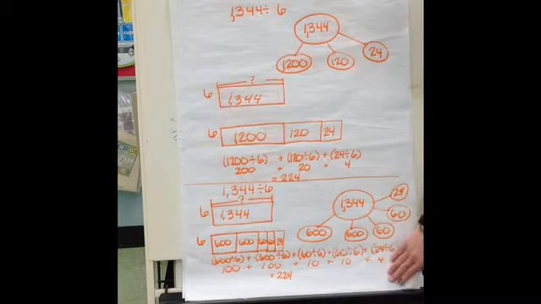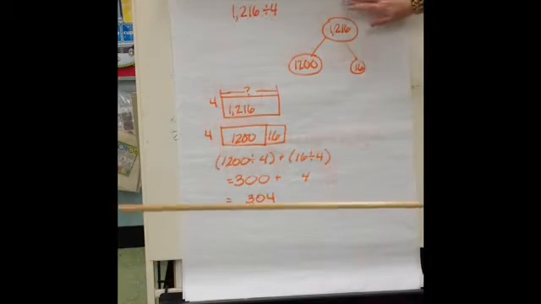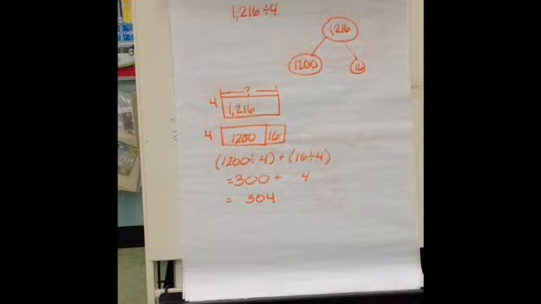Okay, let's look at one more. 1,216 divided by 4. Well, I can see right away I can take 1,200 out because 1,200 divided by 4 will give me 300. That leaves me with 16, which I know is a multiple of 4. Here's my area model representing my number bond. 1,200 divided by 4 is 300. 16 divided by 4 is 4. So 1,216 divided by 4 is 304.